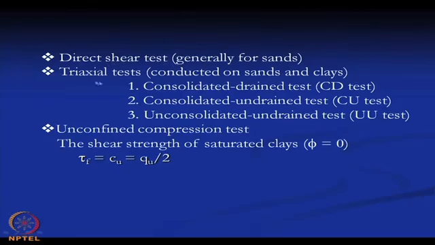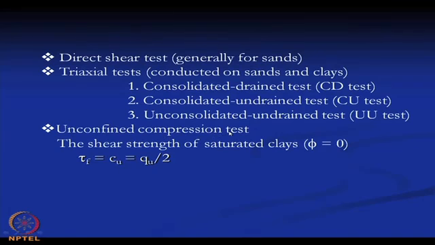We can determine these two parameters by different tests. One is the direct shear test, generally for sand. Then the triaxial test is conducted on both sand and clay, and there are three types depending upon the drainage condition: the consolidated drained test (CD), the consolidated undrained test (CU), and the unconsolidated undrained test (UU). So depending upon whether it is consolidated or unconsolidated, drained or undrained, these are the three types of triaxial test.